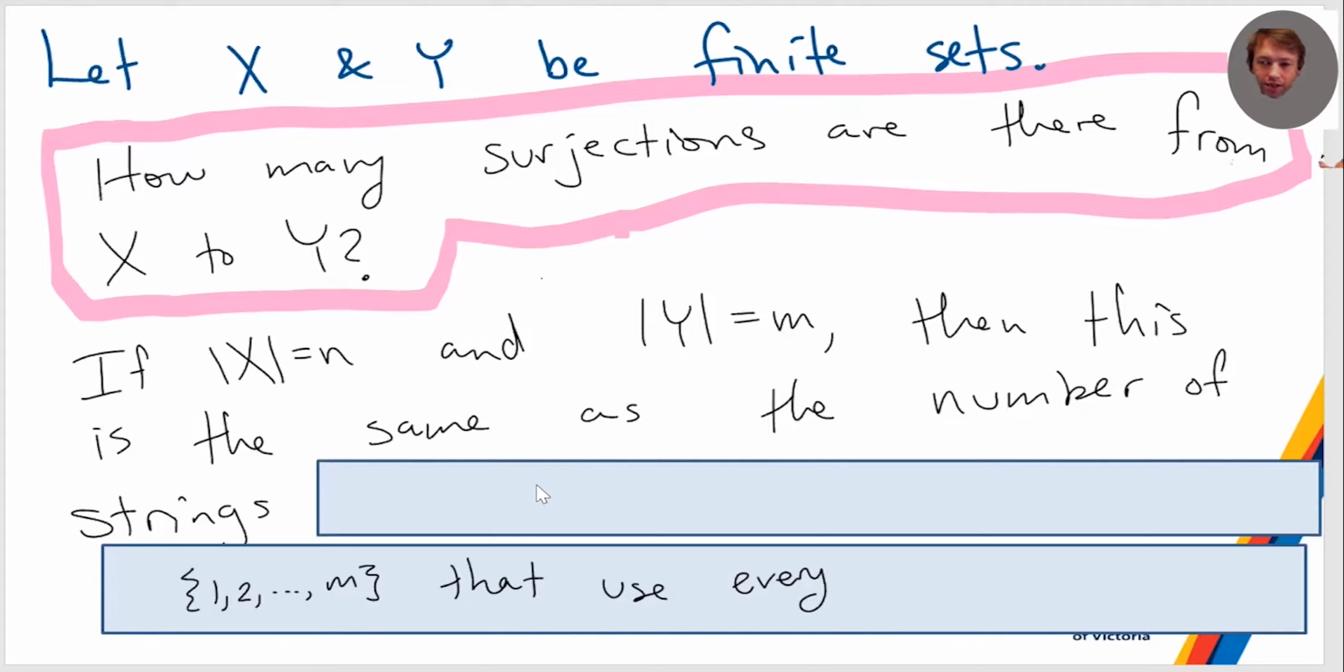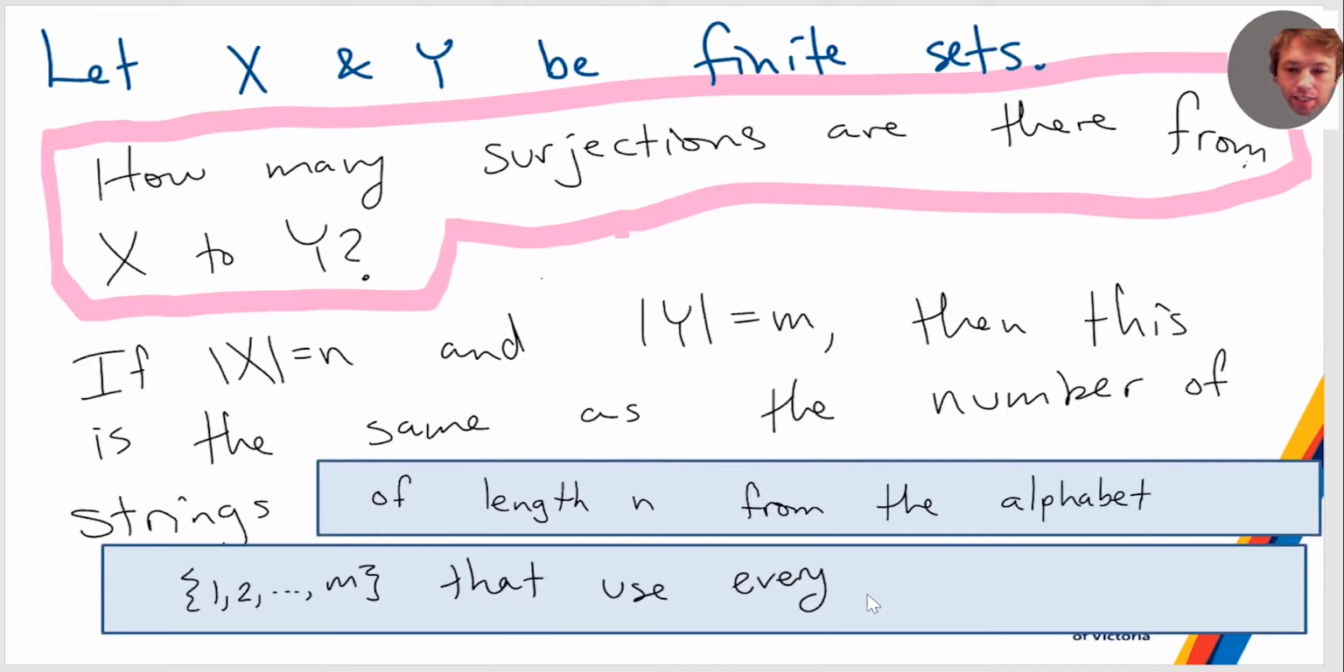If you don't like functions, then you can think of all of these things in terms of strings. Here's an alternative way of thinking of this. Suppose that the size of X is n and the size of Y is m. Then counting surjections from X to Y is the same as counting strings of length n using the alphabet of the numbers 1 up to m that use every letter at least once. Do we see why this is the same thing?